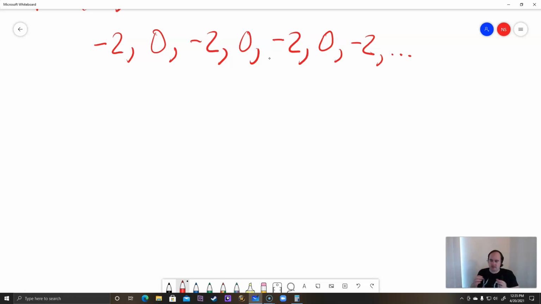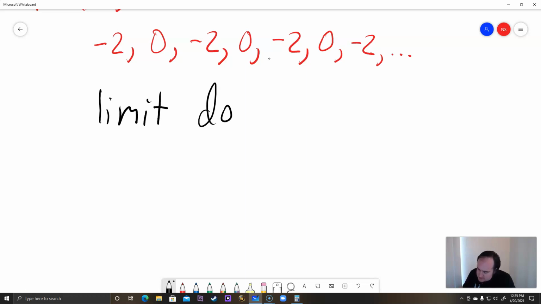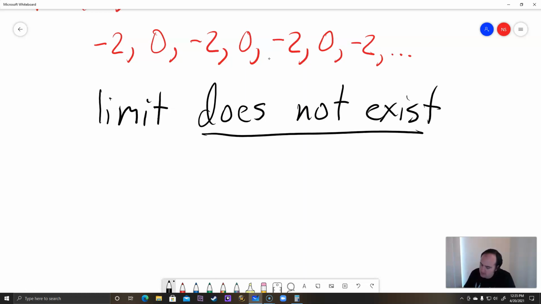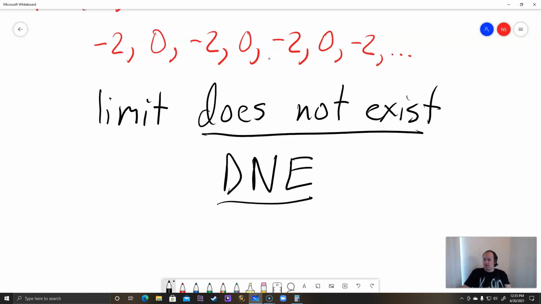To converge, it has to be an actual number. It can't be infinity or negative infinity. So the thing is, this isn't approaching anything, so the limit does not exist. And some people like to write DNE. That just stands for does not exist.